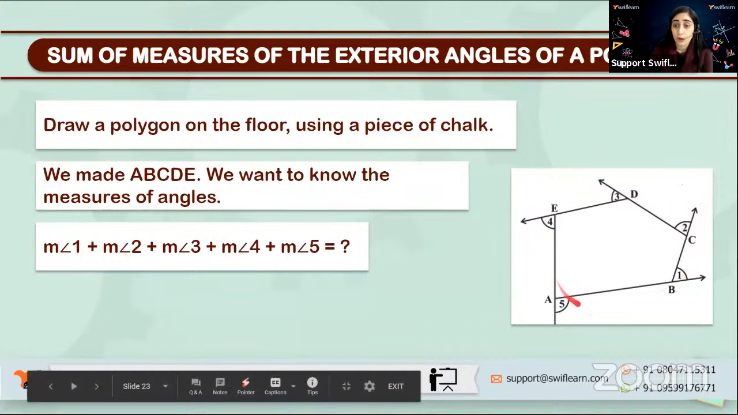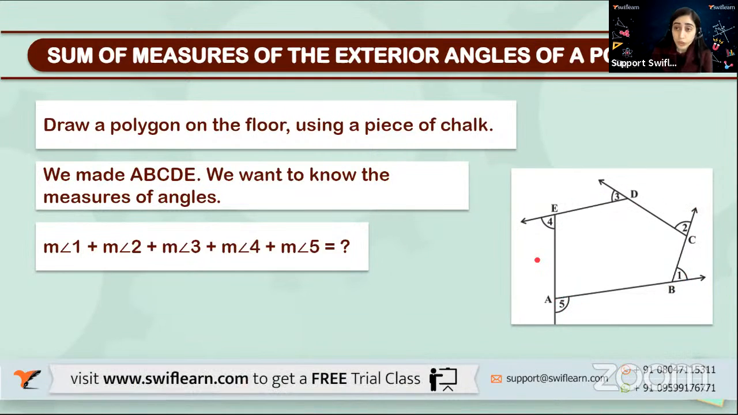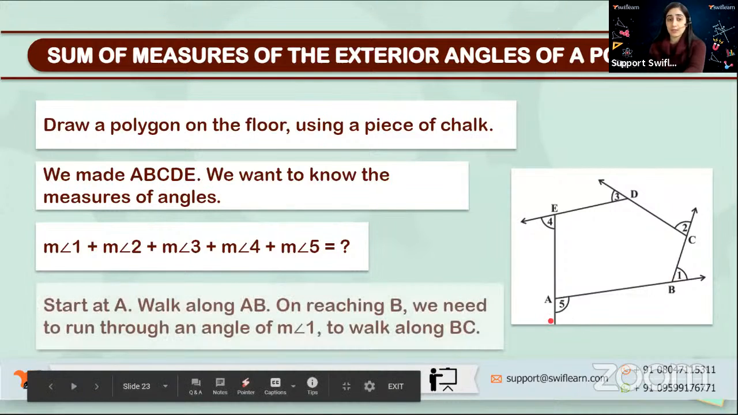What are these external angles? What do we mean by external angles? First of all, the angles which are outside the figure, not inside, which are forming on the outside boundaries, we call external angles of a polygon. Here we can see how it is forming if I cross the line from A to B.